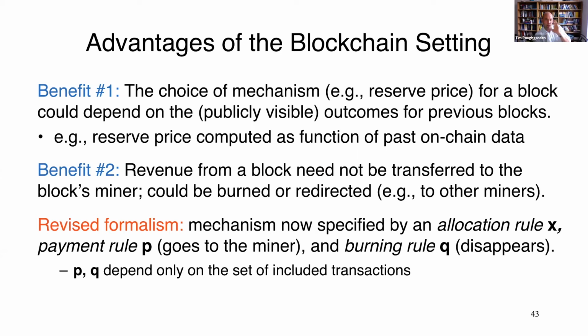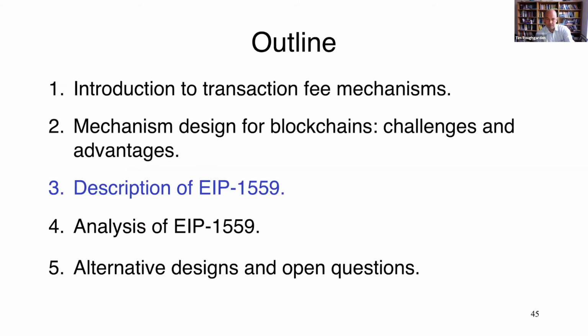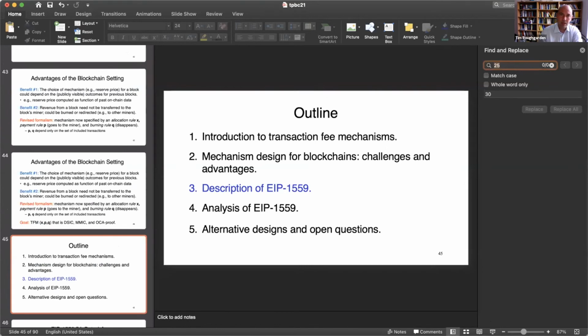Okay. So this is now all of the setup, right? So the question I want to ask is, is there a way to choose X, P, and Q so that we get those three incentive guarantees that we want: DSIC, MMIC, and OCA-proof? And also, given that EIP-1559 is actually probably going to be deployed, to what extent does that particular choice of X, P, and Q satisfy these incentive guarantees? Okay. So that's all of the setup before I now specialize the discussion to EIP-1559. Any questions to this point?